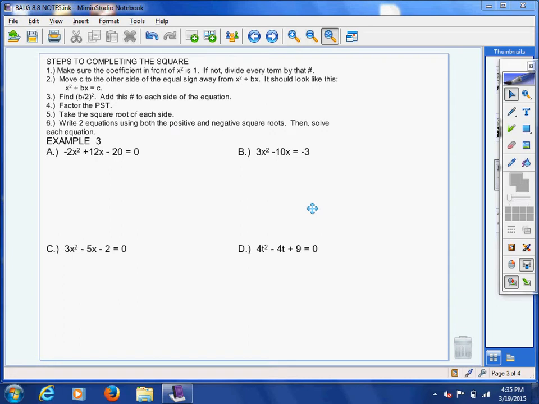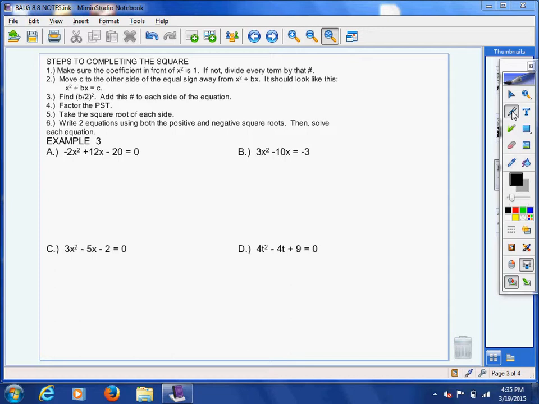It's Mrs. Thompson again. We're going to do example 3 in section 8.8. We're learning how to complete the square. And example 3, boy, if you did not like example 2, you are not going to like example 3. This one's a little more challenging, only because they're starting to throw some coefficients at us that are in front of the x squared.